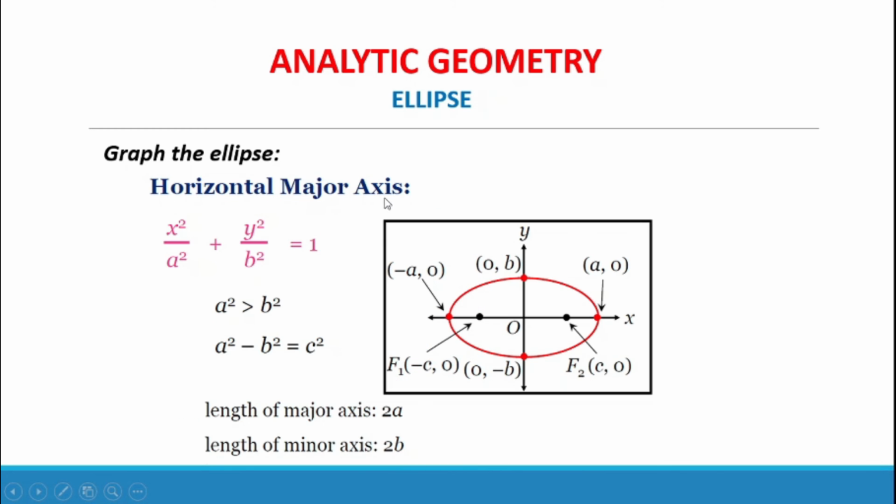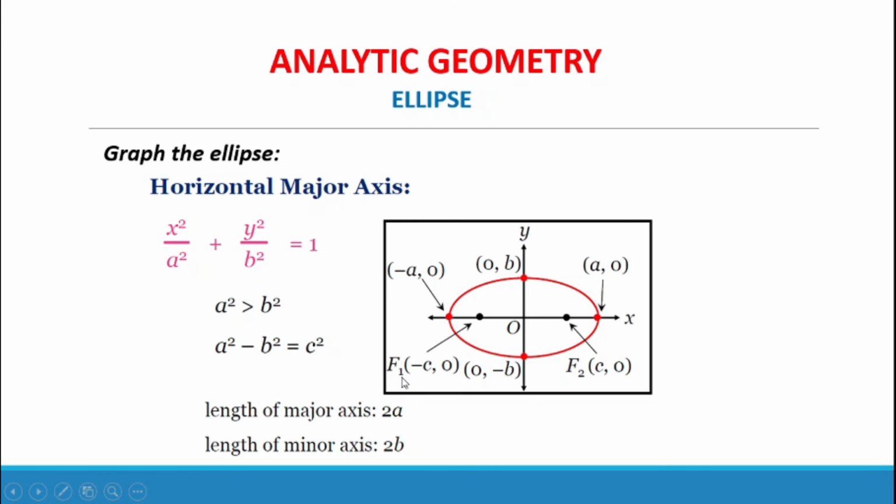And for the horizontal major axis, that's x squared over a squared plus y squared over b squared equals 1. A squared is greater than b squared, and a squared minus b squared equals c squared. And for the length of the major axis, that's 2a, and the length of the minor axis, that's 2b. These are the summary if the major axis is at the x-axis, or horizontal.